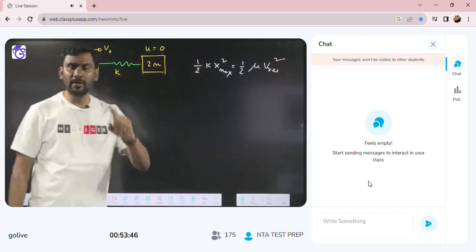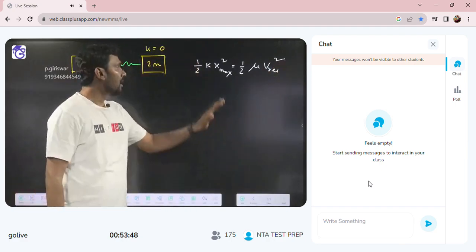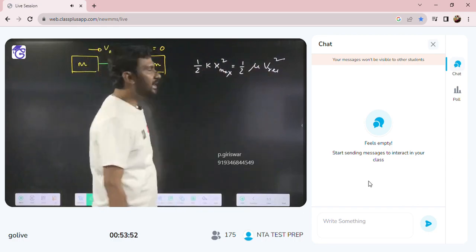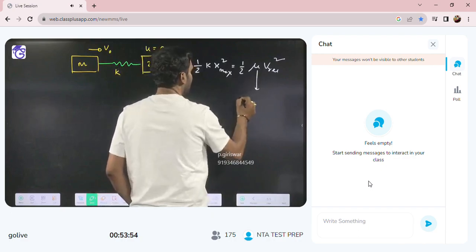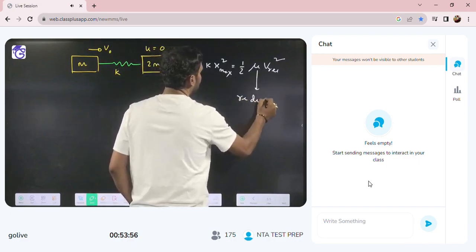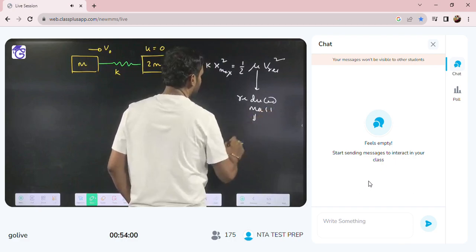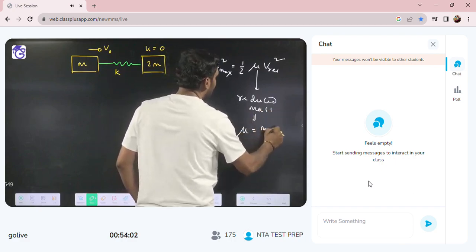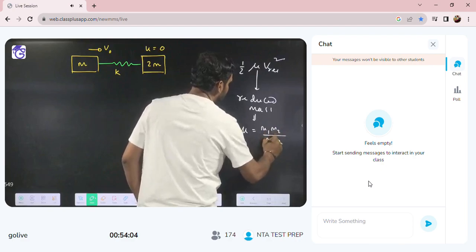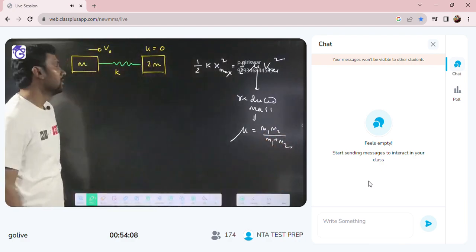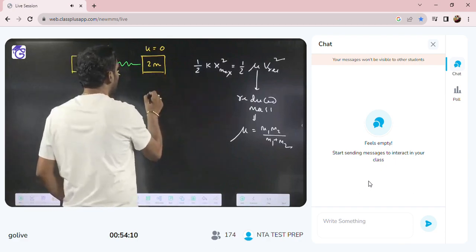One formula, question finished. Half k x max square is equal to half mu into v relative square. What is mu? Mu is the reduced mass of the system. What is the formula for mu? m1 m2 by m1 plus m2. Apply it, the question is done.